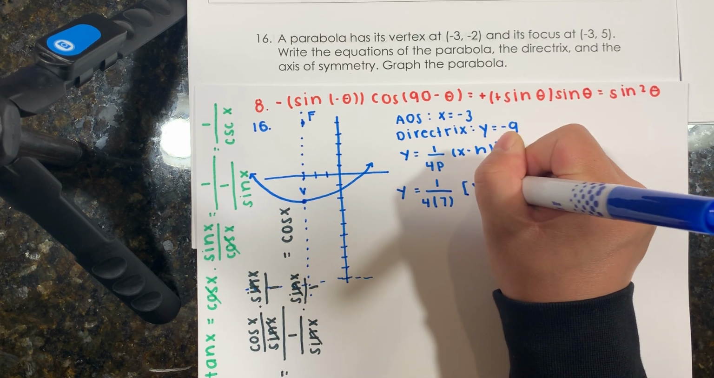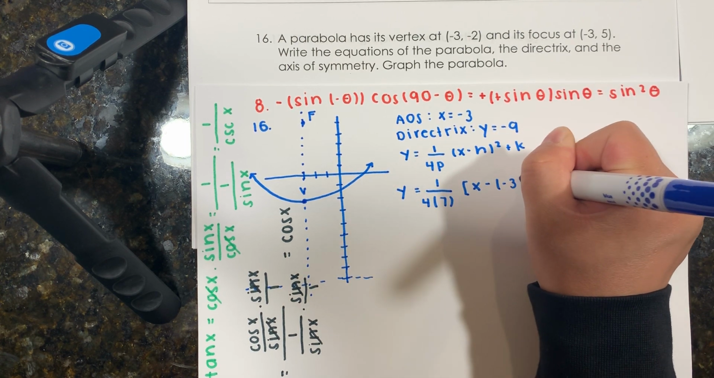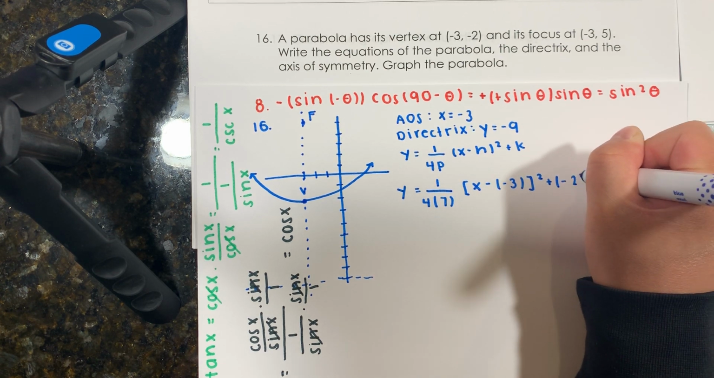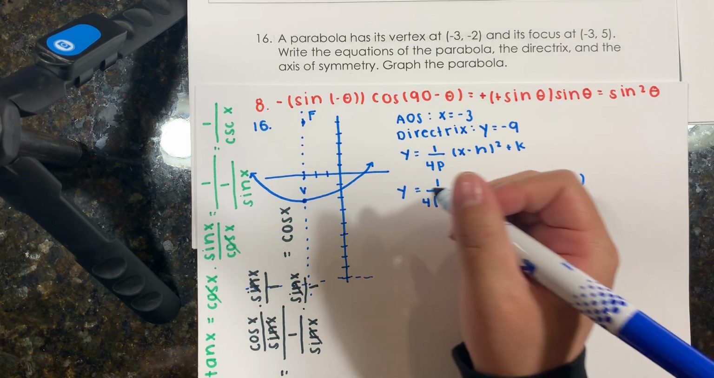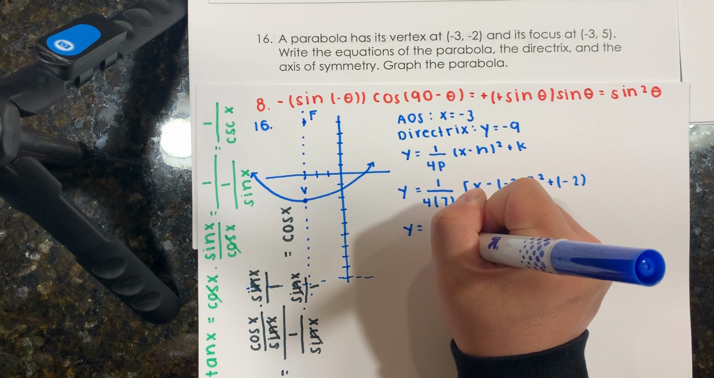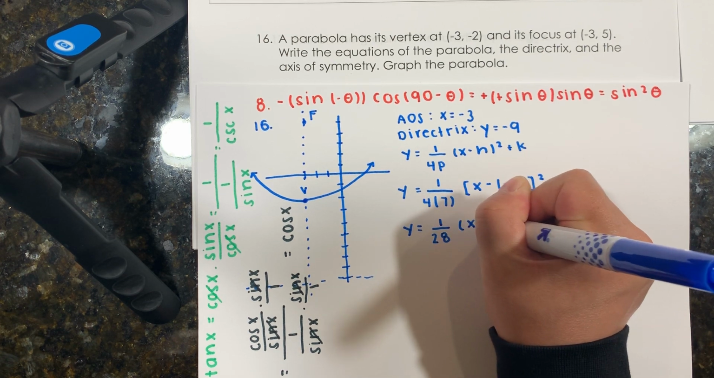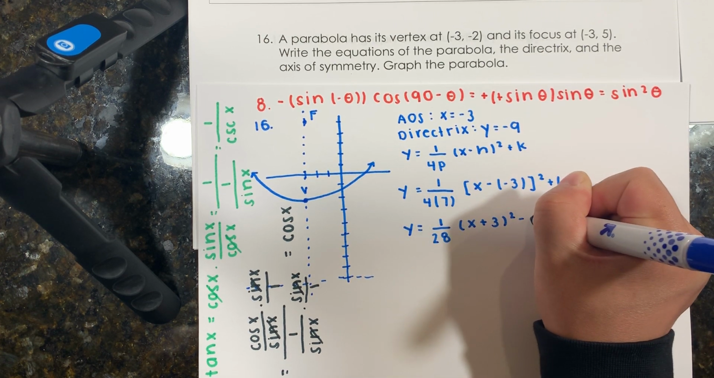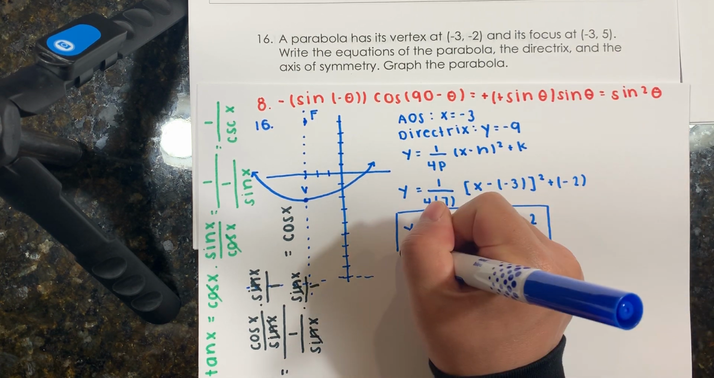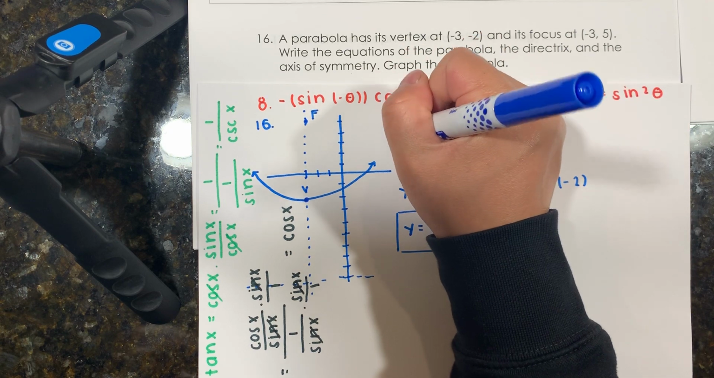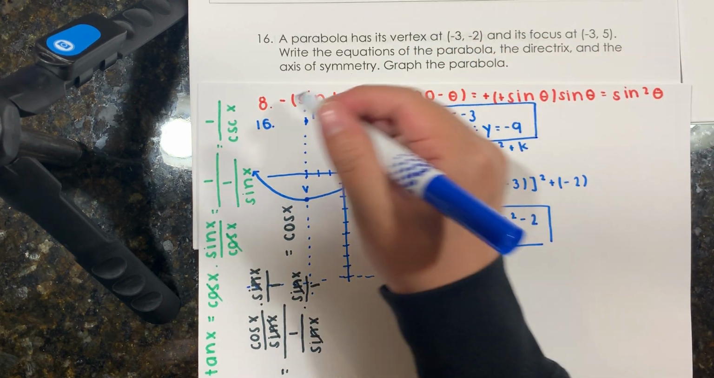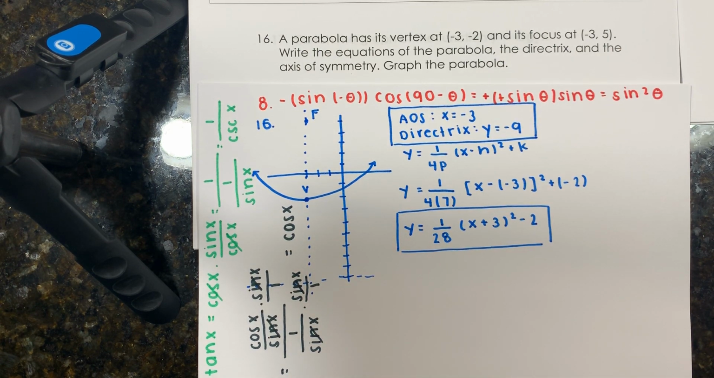Then I have x minus negative 3, squared, plus negative 2. Thus my answer is going to be y is equal to 1 over 28 times x plus 3 squared minus 2. So that's going to be your equation of your parabola. You already had your axis of symmetry and directrix. And you have your diagram.